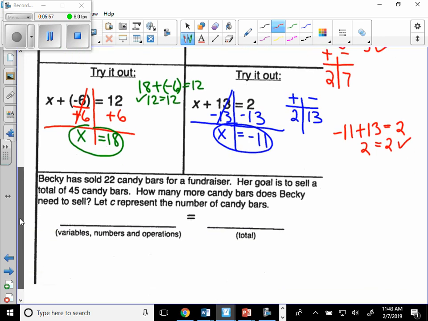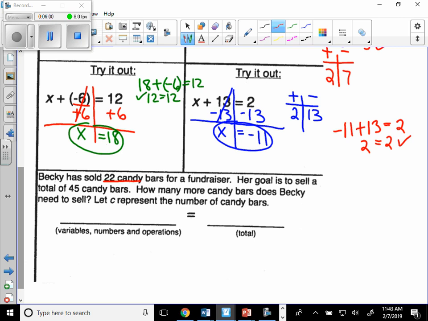Down at the bottom, Becky has sold 22 candy bars for a fundraiser. Her goal is to sell a total of 45 candy bars. How many more candy bars does Becky need to sell? Let C represent the number of candy bars. So if I wanted to set up this equation, C is going to represent the number of candy bars. I'm not sure what that is. She has sold 22. She wants to sell a total of 45.